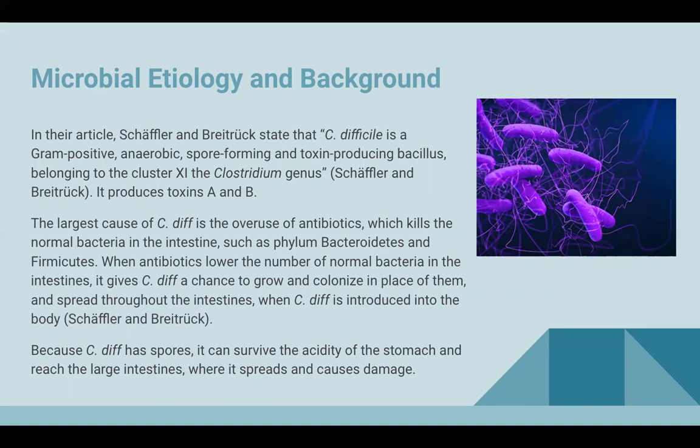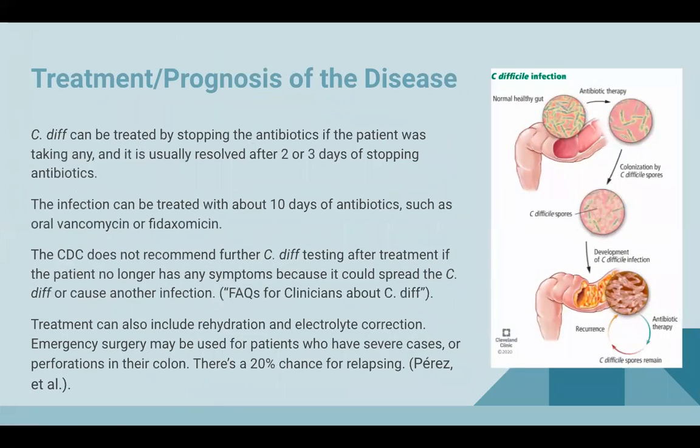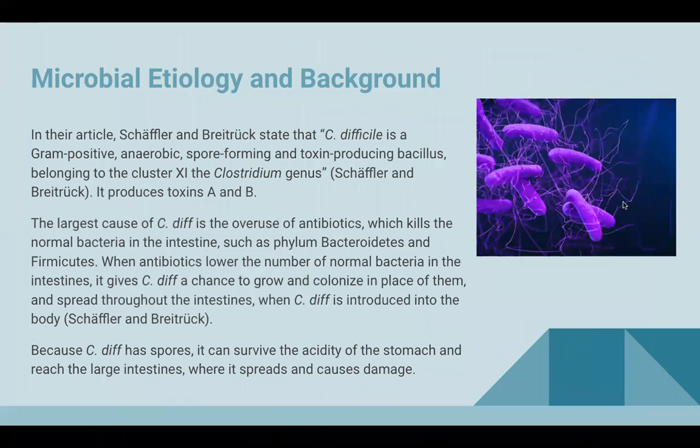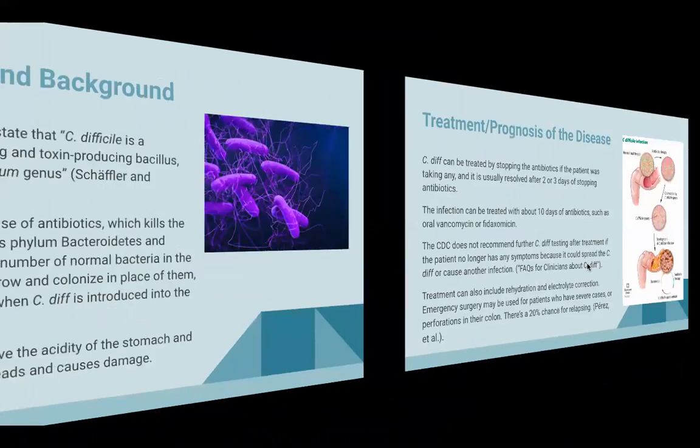And because C. diff has spores, it can survive the acidity of the stomach and reach the large intestines, where it spreads and causes damage. Oh, and I forgot to say gram-positive, so it's purple. And that's kind of like what it would look like.